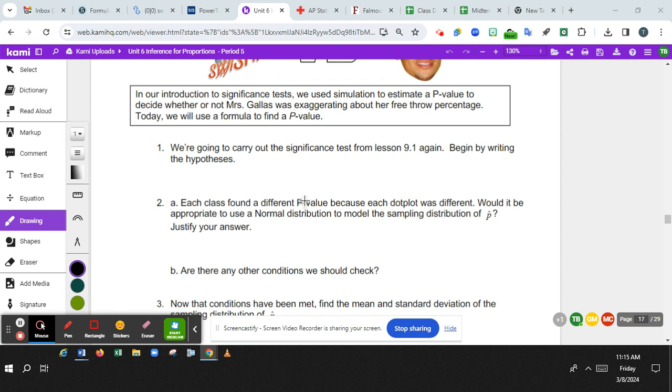Okay. So we're going to revisit the 80% free throw conversation from the other day. But remember that each class got different results. Both classes got that it's going to fail and that she's probably lying, but each class got a different result. So we're going to start by writing the null hypothesis and the alternative hypothesis.